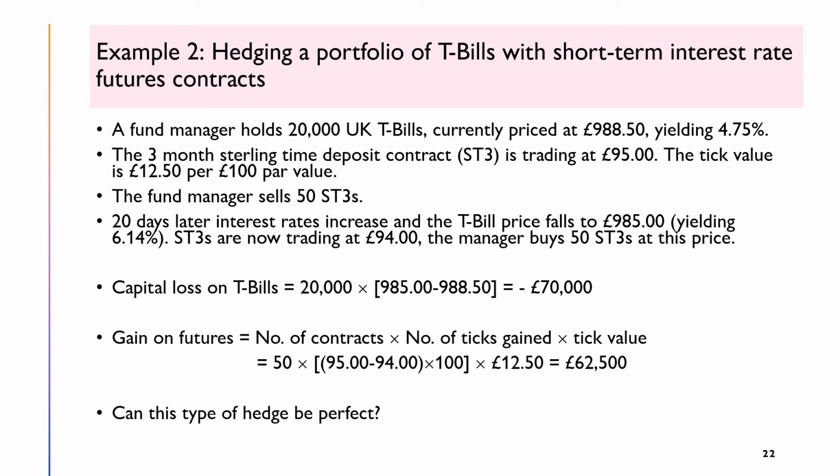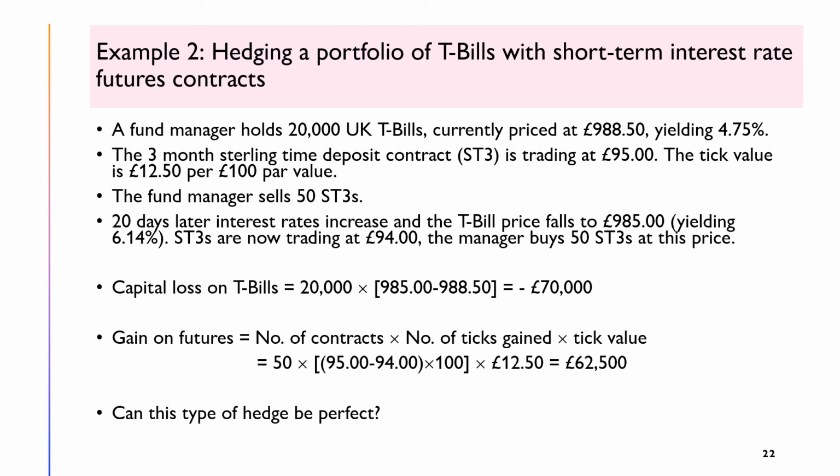In this example, we are going to learn about hedging a portfolio of treasury bills with a short-term interest rate futures contract. A fund manager holds UK treasury bills. If interest rate increases, the price of treasury bill will decrease. To protect the treasury bills from change in interest rates, the fund manager can sell interest rate futures contract. In the hedging strategy, a long position in the underlying asset is hedged with a short position in futures contract.